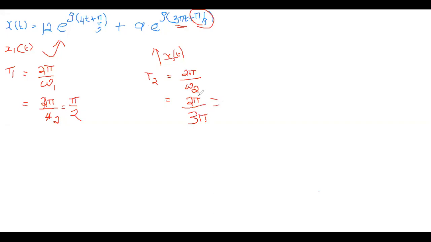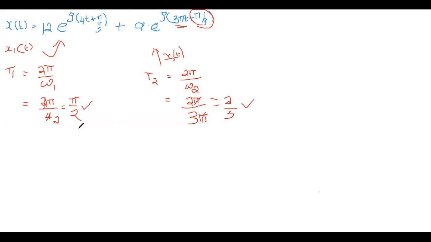So this pi and this pi get cancelled. You will get 2 by 3. Now, how do you determine the fundamental time period of x of t? Just now we have determined the individual fundamental time periods of x1 of t and x2 of t. Now it is time to determine the fundamental time period of x of t.